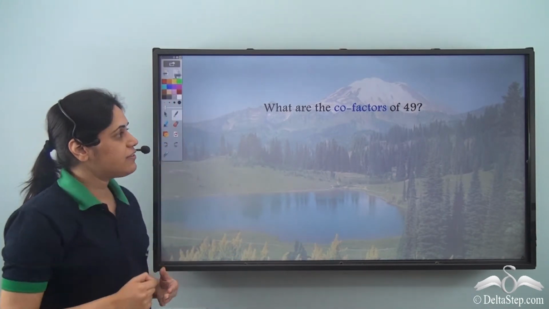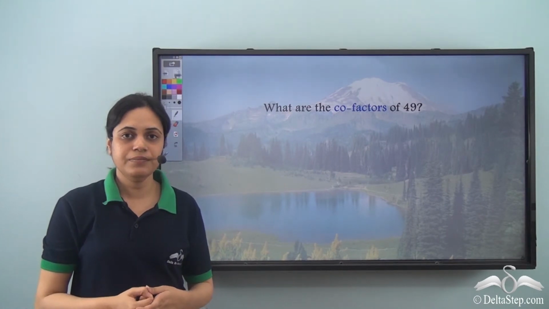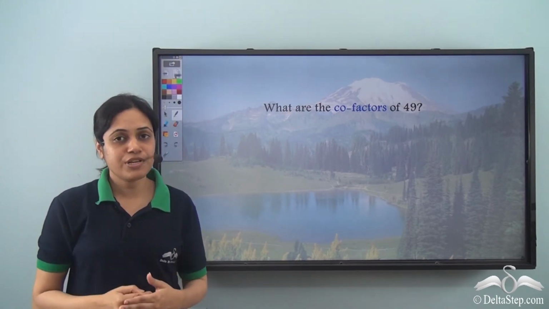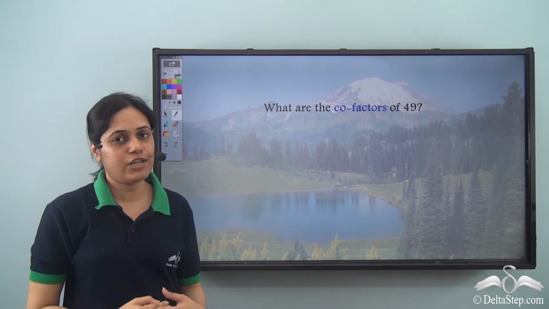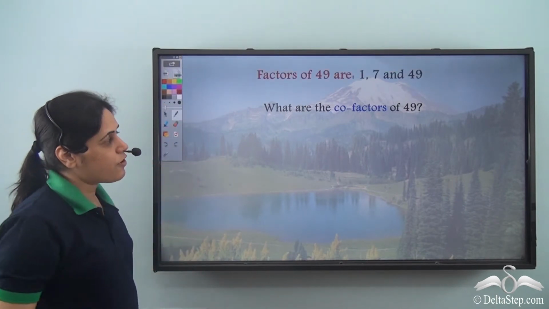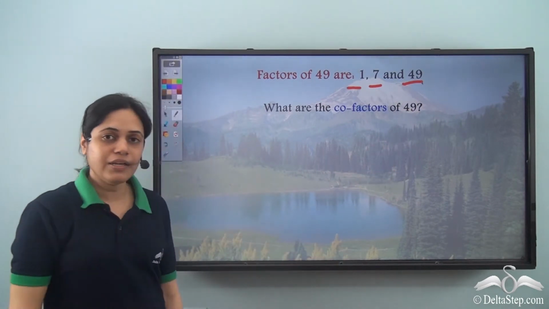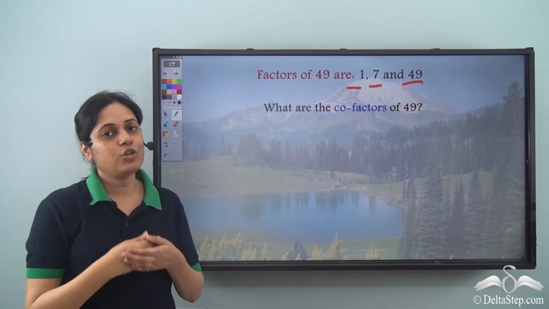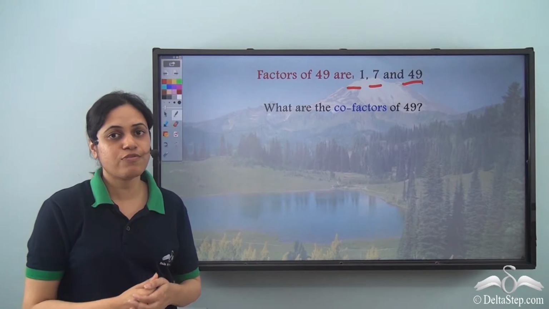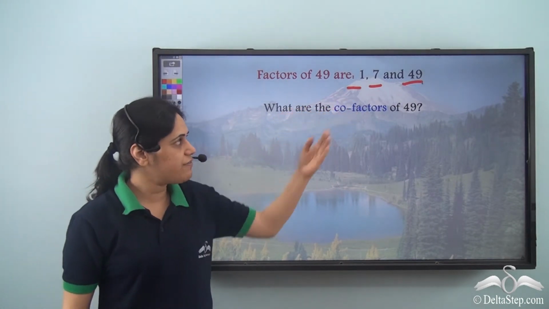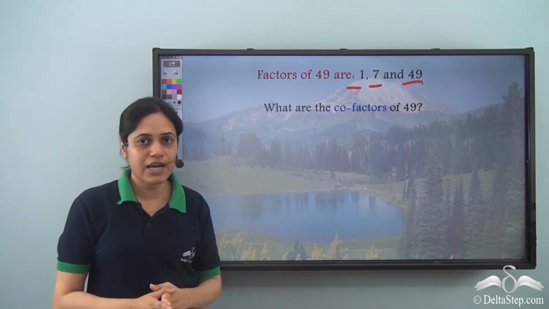Now can you find the cofactors of 49? First, what are the factors of 49? The factors of 49 are 1, 7 and 49. How do we find this? You know how to find the factors of a number, so you can easily find the factors of 49 using that.